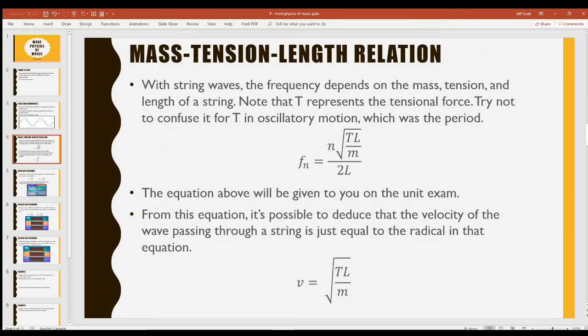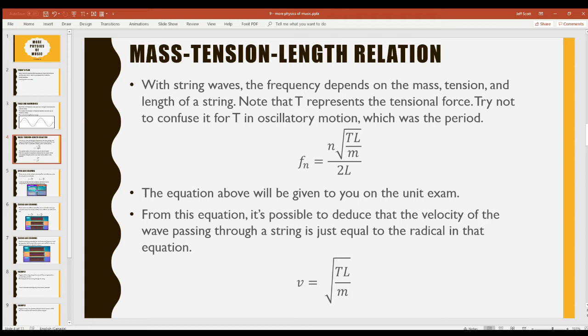Now, last class I introduced this really massive, scary looking formula, but I'm going to ease your worries today, and I will remind you that this equation that you see on the top in the center of the page here is actually going to be given to you on your unit exam, right? So with string waves, those are the ones that have fixed ends, the frequency of that wave depends on the mass, the tension, that's how much force is stored in it, and the length of that string.